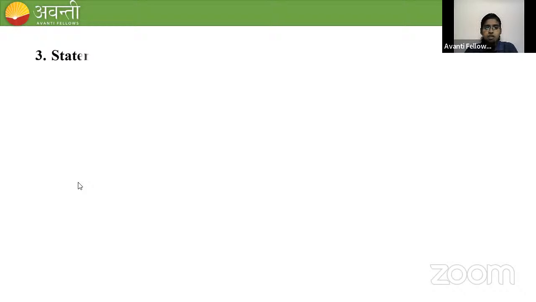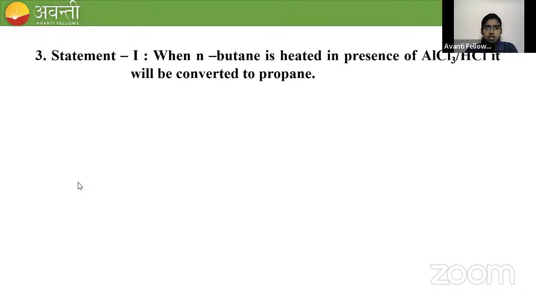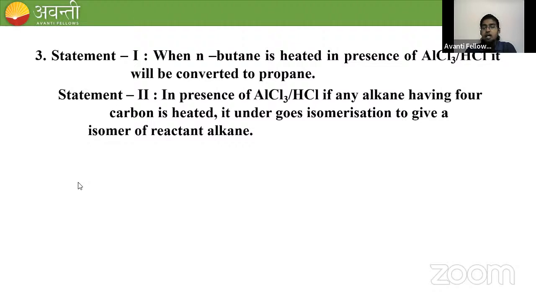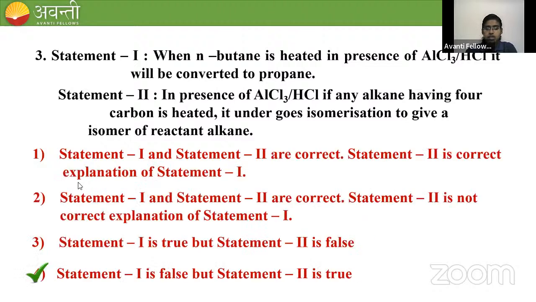Question number 3. So it is a statement type question. Statement 1 says that when N-butane is heated in presence of AlCl3 and HCl, it will be converted to propane. And statement 2 says that in presence of this AlCl3 and HCl, if any alkane having 4 carbon is heated, it undergoes isomerization to give an isomer of the reactant alkane. So these are the two statements. We have to find out the correct answer for this question.